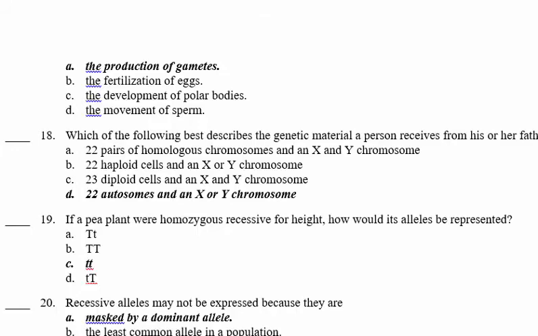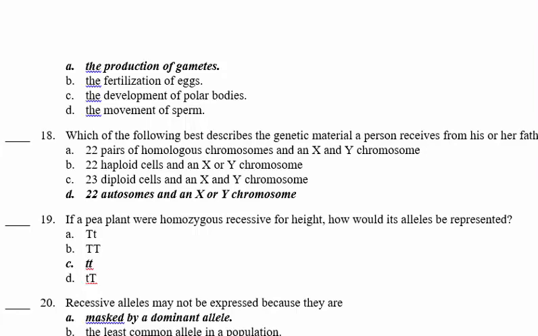If we look at the other answers, 22 pairs is out of the question, because we're talking about one person. You cannot get a pair from the same person. 22 haploid cells: they are not 22 haploid cells, they are 22 autosomes. You don't get cells, you get chromosomes. 23 diploid cells: again, we don't have diploid in case of genetic material, because you have to have half the number, so that when it's crossed with the other partner, the mother, you get the full number of chromosomes. So the right answer is 22 autosomes and an X or Y chromosome.